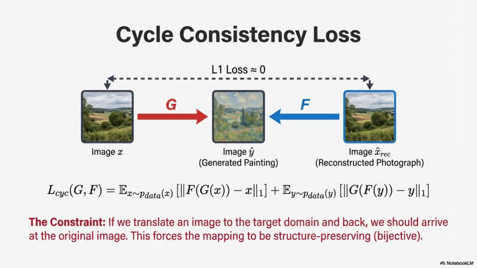This simple rule forces the network to only change the style, because it has to be able to reverse the process and get the original content back. Okay, so we've got stability, we can translate styles. What's next? Well, the holy grail is control.